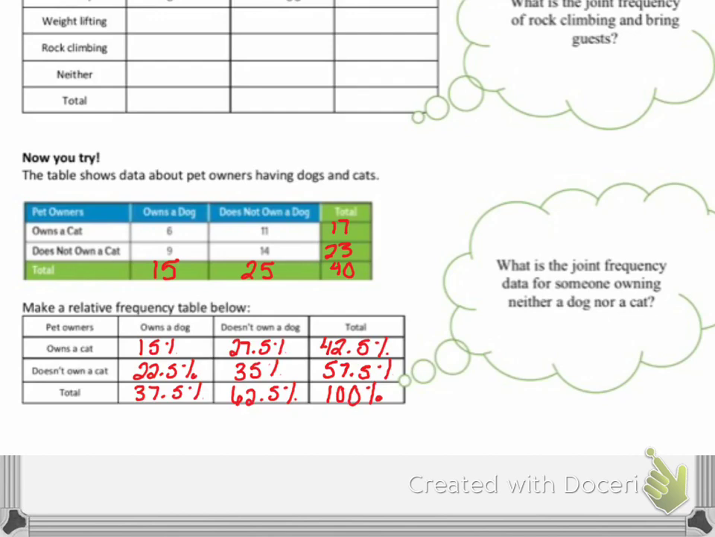And then answering the question to the right, what is the joint frequency data for someone owning not a cat or a dog? That would be right here at 35%.